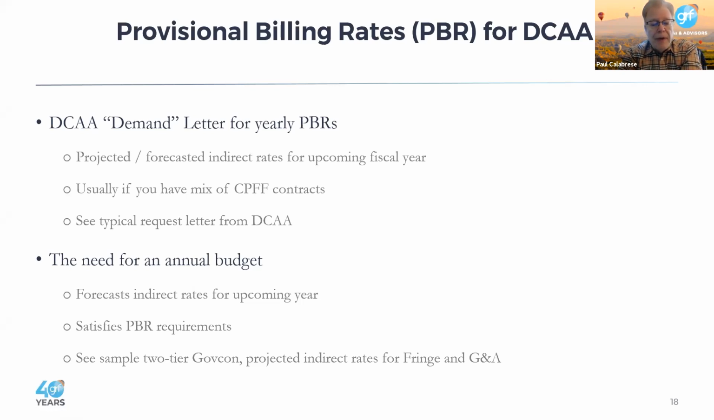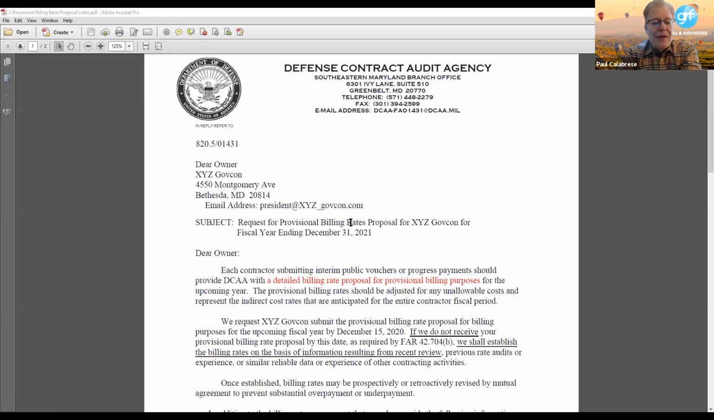So if Nathan can put up the letter, we have a standard letter. It is very current. I had to block out who it was going to, but you can see all the detail of this letter. And again, if you have CPFF contracts, this is where you're going to see it. This is where you and DCAA have a relationship.